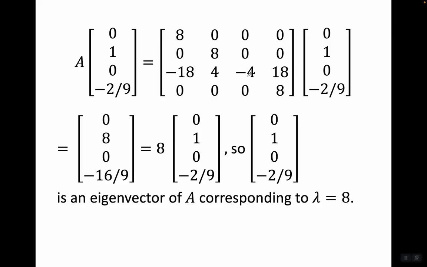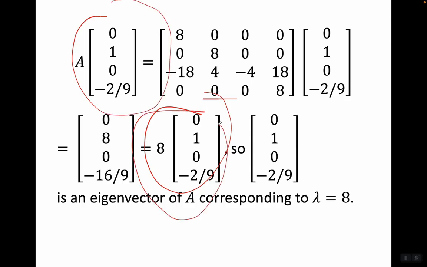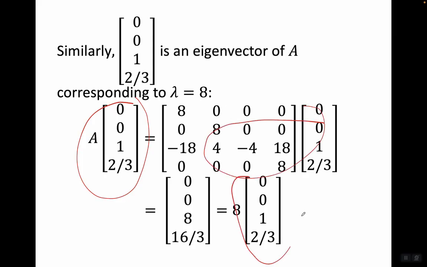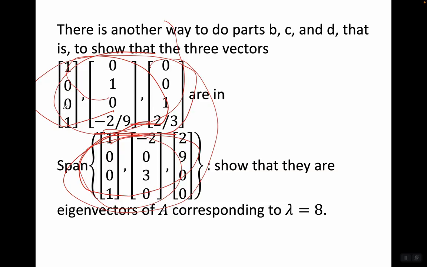So A times this first vector, notice what it turns out to be. You multiply it out, you end up with 8 times this. Check it out. A times this vector is 8 times this vector. So yes, this first vector is an eigenvector of A corresponding to lambda equals 8. And in a similar fashion, 0, 0, 1, 2, 3 is also an eigenvector of A corresponding to lambda equals 8. A times 0, 0, 1, 2, 3, you do the math, you end up with this. So it equals 8 times that. We didn't do it for this first vector because you could see that these are the same, so we didn't need to show that that was also an eigenvector.